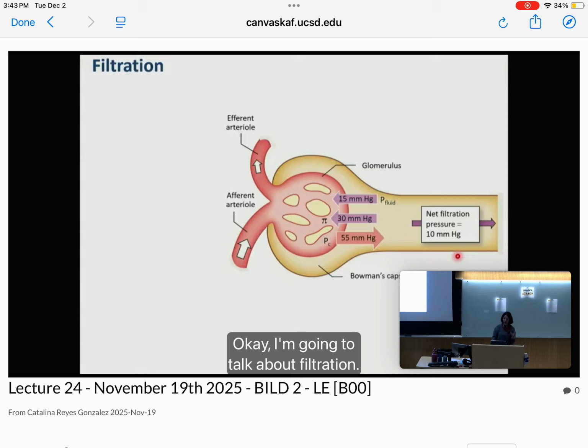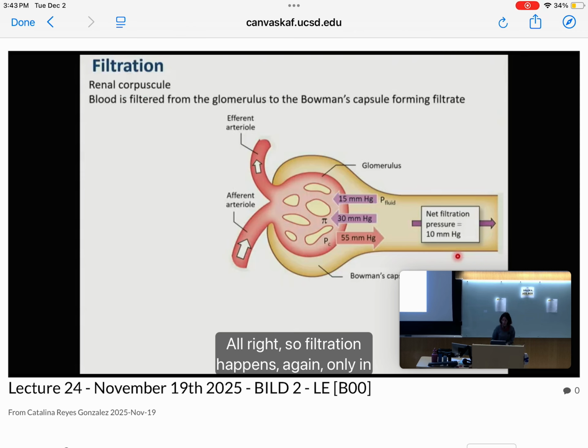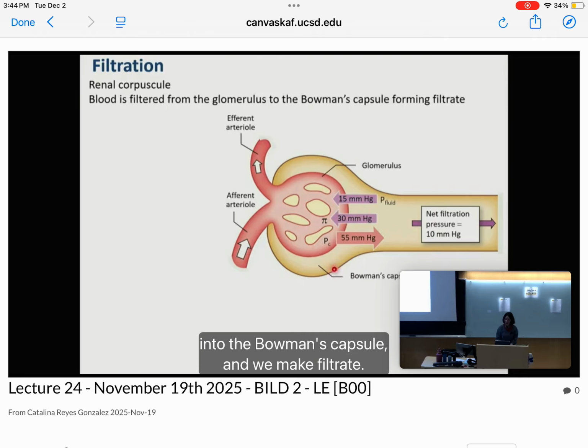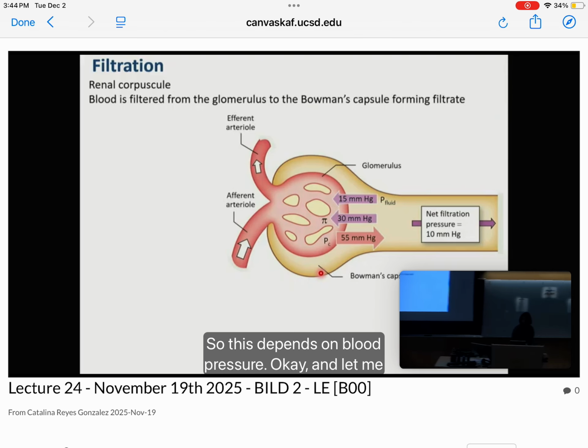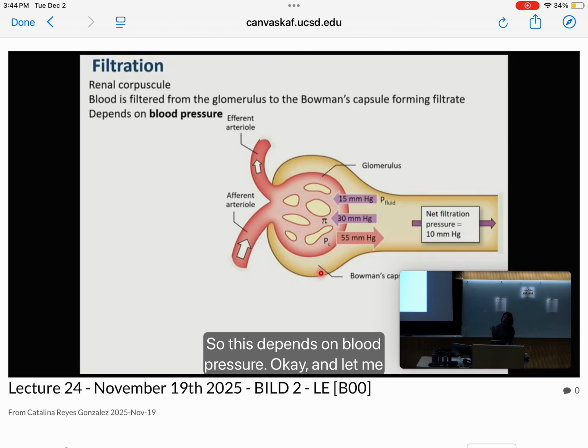Okay, I'm going to talk about filtration. All right, so filtration happens again only in the renal corpuscle. The renal corpuscle is going to be the Bowman's capsule and the glomerulus. Okay? And blood is filtered from the glomerular capillaries into the Bowman's capsule, and we make filtrate. So this depends on blood pressure.